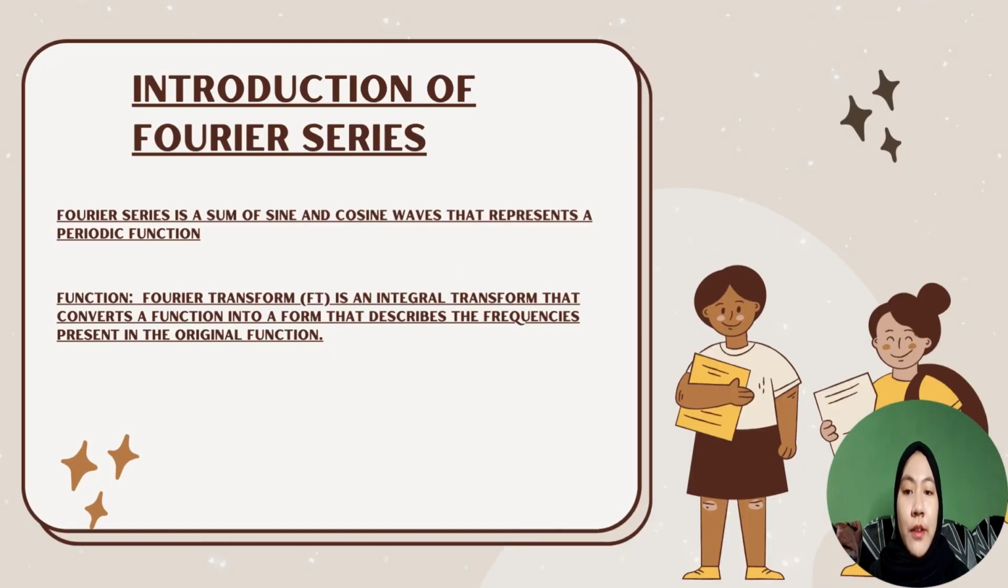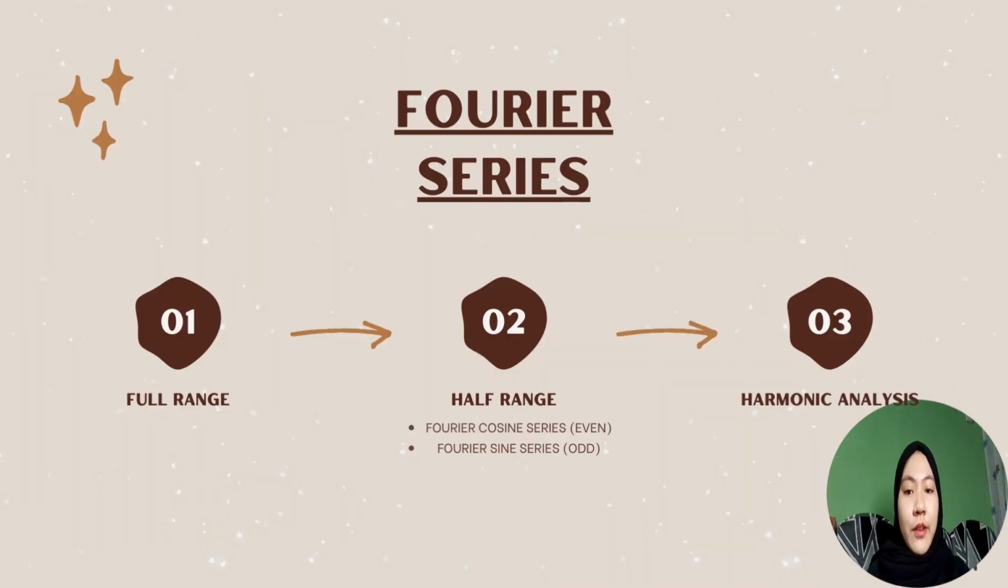So, the introduction of Fourier series. Fourier series is a sum of sine and cosine waves that represent a periodic function. The Fourier transform is an integral transform that converts the function into a form that describes the frequencies present in the original function. There are three types of Fourier series. First is full range, the second is half range, and the third one is harmonic analysis.